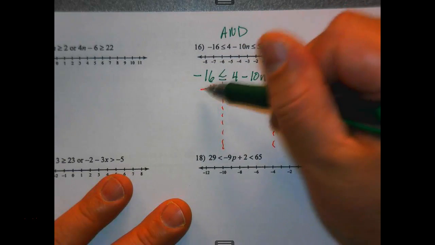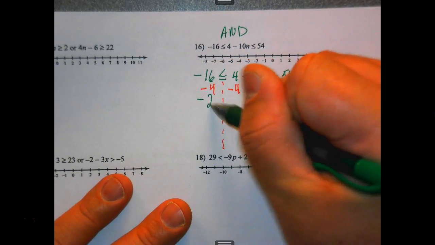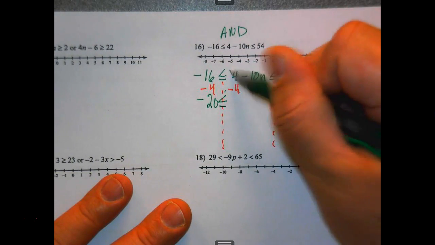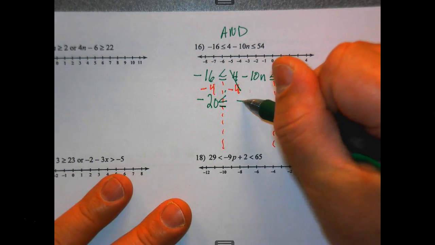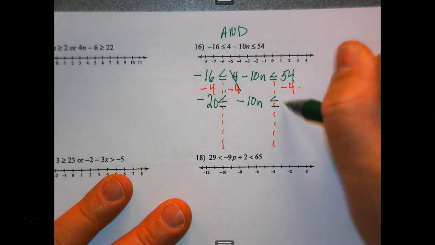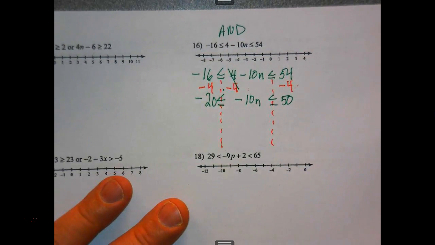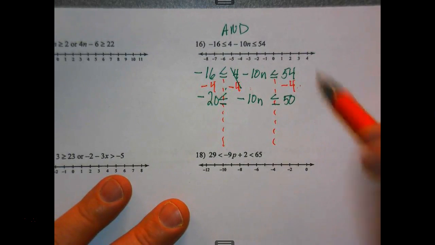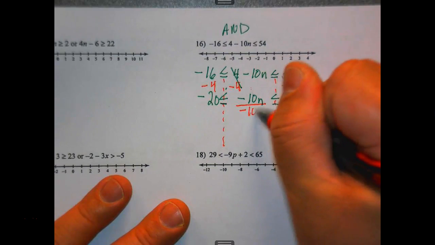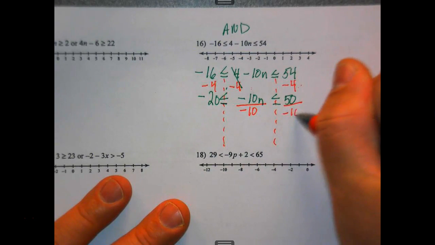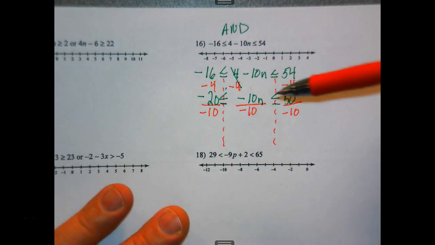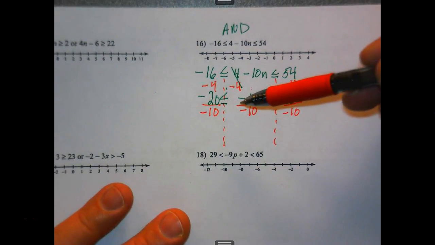So I get negative 16 minus 4 is negative 20. I get negative 10n is less than 54 minus 4 is 50. I have to get n by itself, so I'm going to divide by the coefficient negative 10. Now, be careful here because this time I am dividing by a negative number.